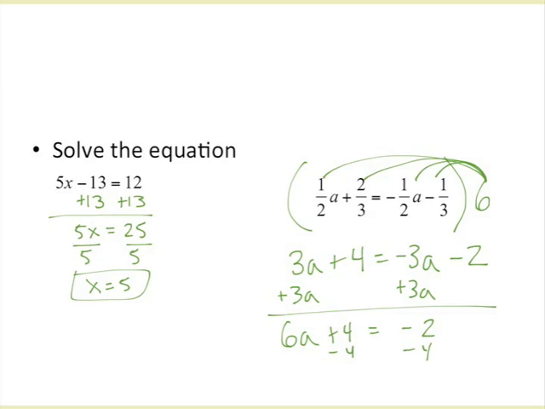Subtracting 4 from both sides gives 6a is negative 6. Dividing by 6 then gives a is negative 1. Okay. And I could check that by taking it back to the original problem and plugging it in and making sure it results in a true statement. Questions?